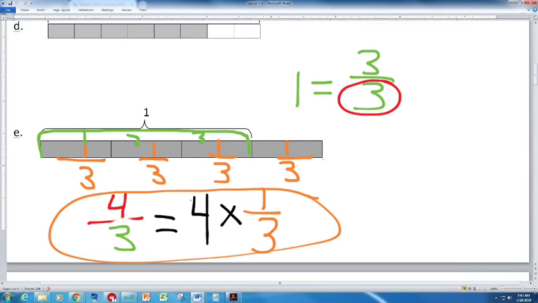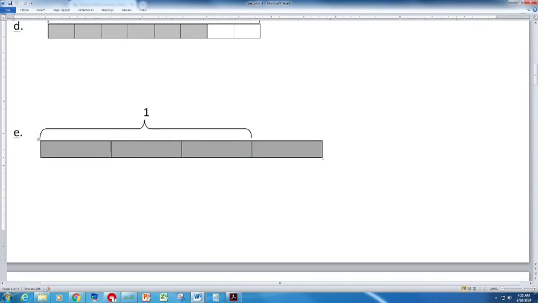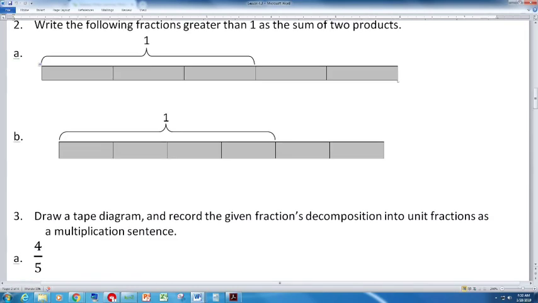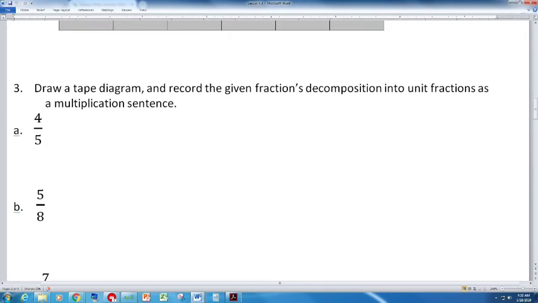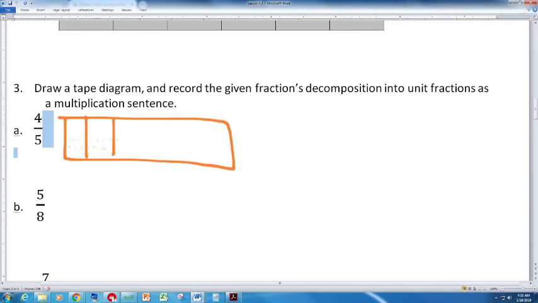Okay. So for this lesson, it's just the same idea for all these. For these, you would just be drawing the box and then showing the multiplication problem. So for A, you would draw your tape diagram, 5 boxes, which is your bottom number, shade in 4 of them, 1, 2, 3, 4. Each one of those is worth 1 out of 4.